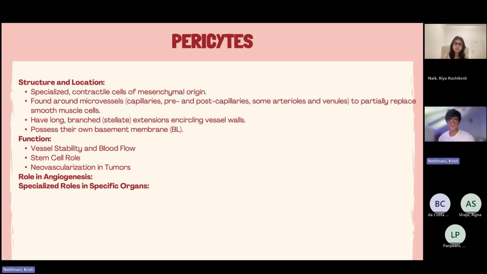They're mostly found around microvessels, so capillaries, postcapillaries, precapillaries, venules, and arterioles. The pericytes are going to have these stellate-shaped processes, which encircle the vessel wall and help contract it, similar to what I was talking about before. They help in vessel stability and blood flow. They form this sort of scaffolding, a net-like structure, which supports the vessel and helps stabilize it. They also have a stem cell role, which is mostly for migration and proliferation of endothelial cells, and also helps in angiogenesis, which again I'll be talking about next.